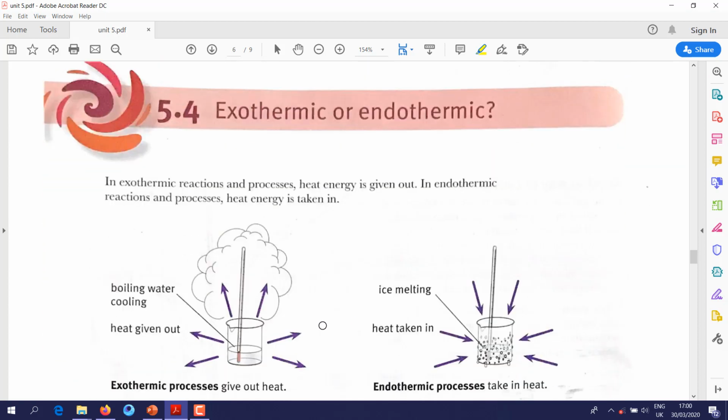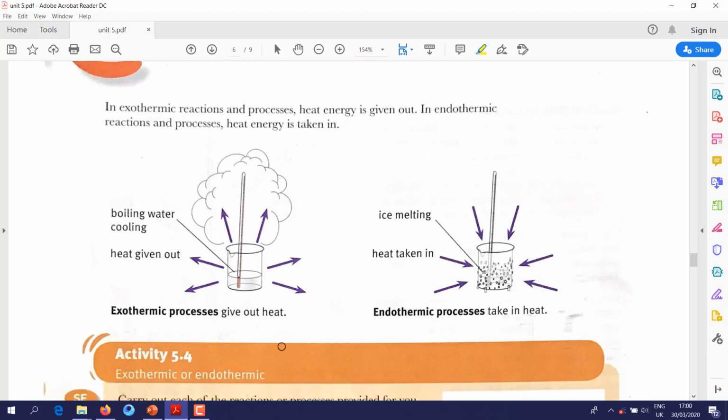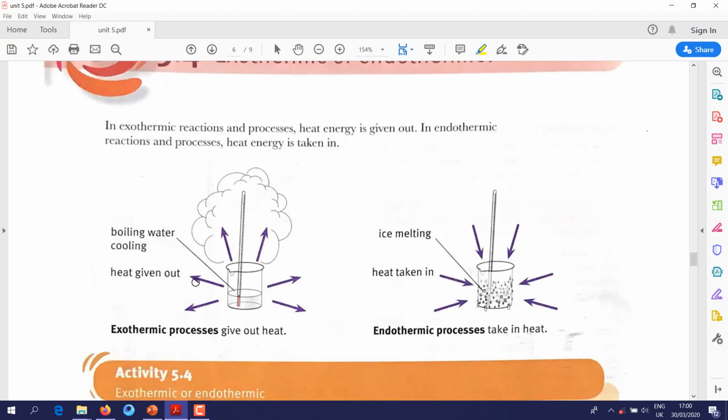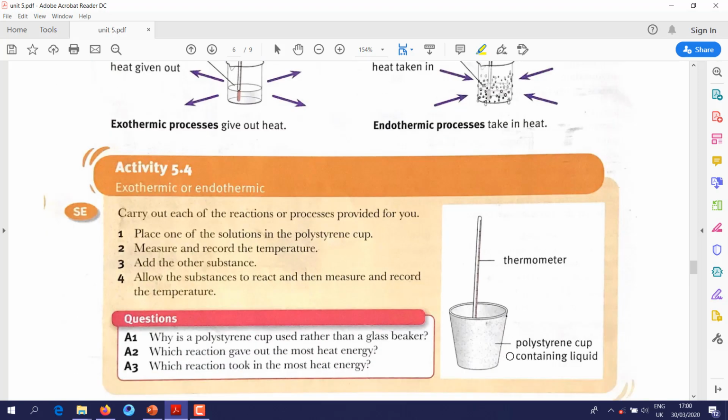Again, the differences between exothermic and endothermic reactions. If you just follow the arrows here, it shows the exothermic process. Here, see the heat is given out. The arrows show the heat. Here in the endothermic process it's the opposite. The heat is taken in.